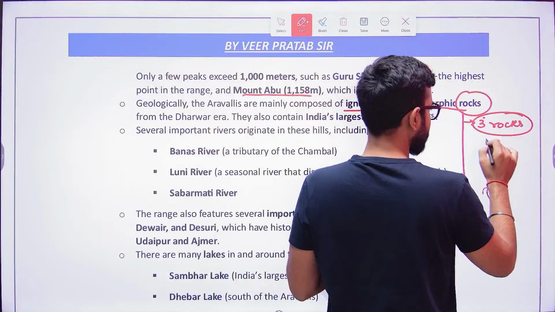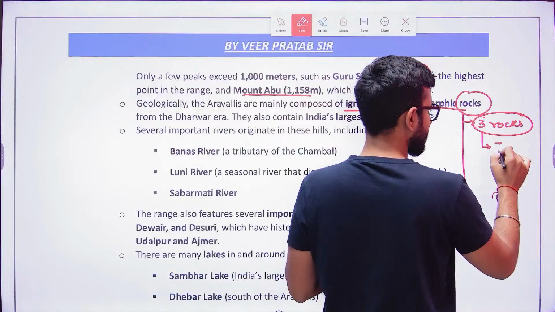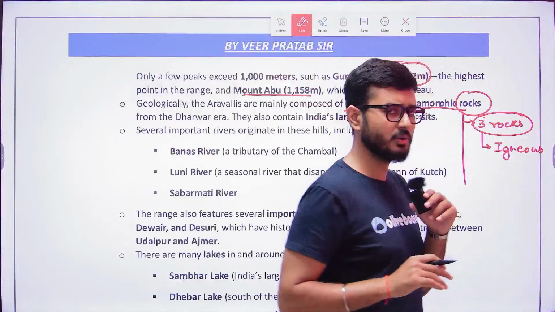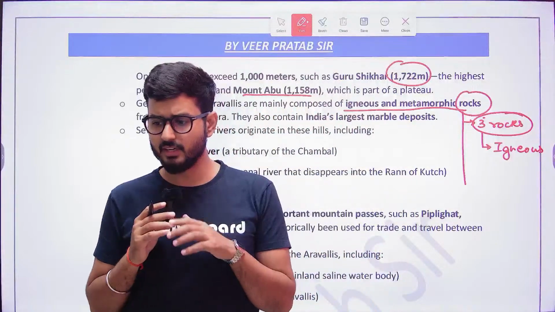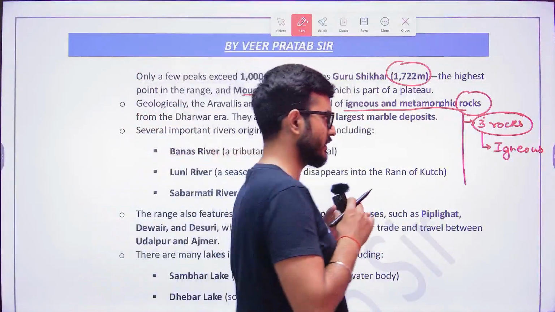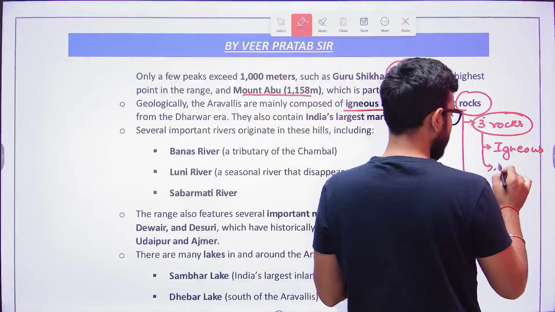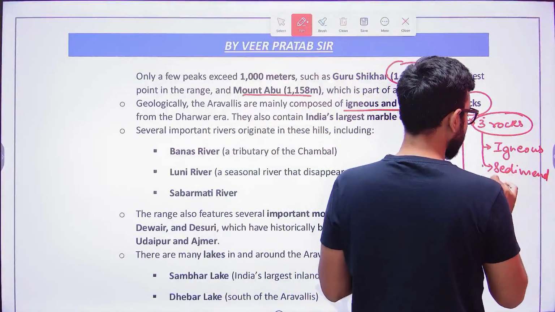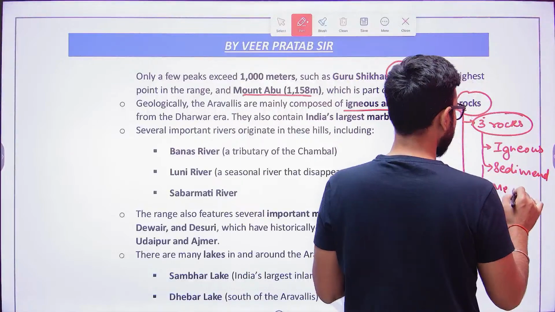The first is igneous rocks. Igneous rocks are cooled lava rocks. When lava cools, the rock that is created is known as igneous rock. The second is sedimentary rocks, and the third is metamorphic rocks.